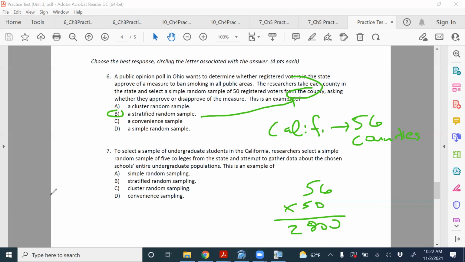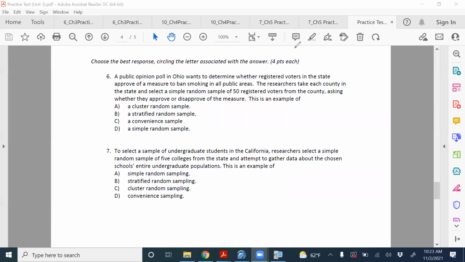For number 7, select a sample of undergraduates in California. A research sample, a simple random sample of 5 colleges from the state, and attempt to gather data about the chosen schools' entire undergraduate population. This is an example of... Yeah, go ahead. Cluster's a weird one. Actually, I think this is an example of a cluster. This would be a good example.